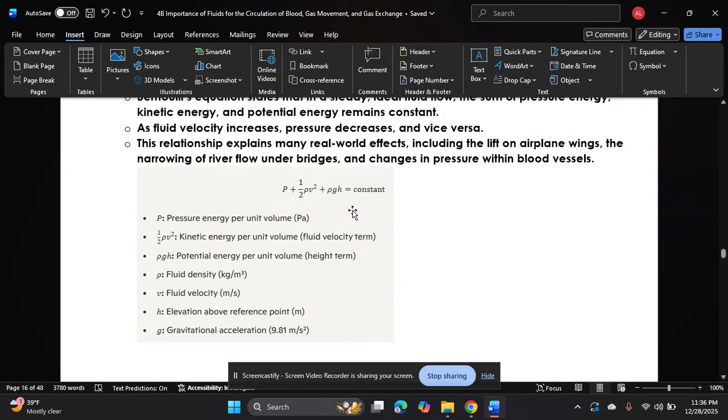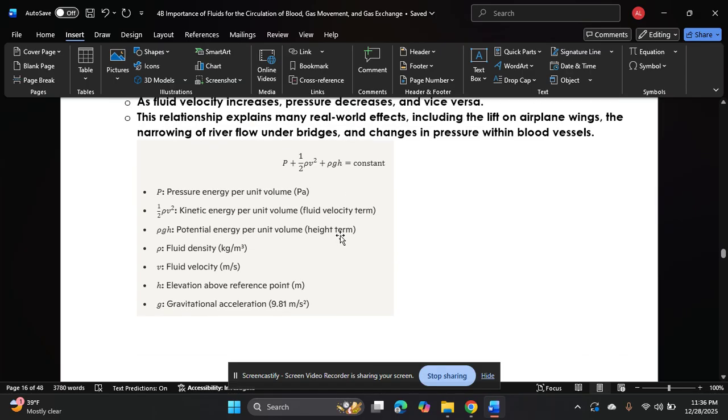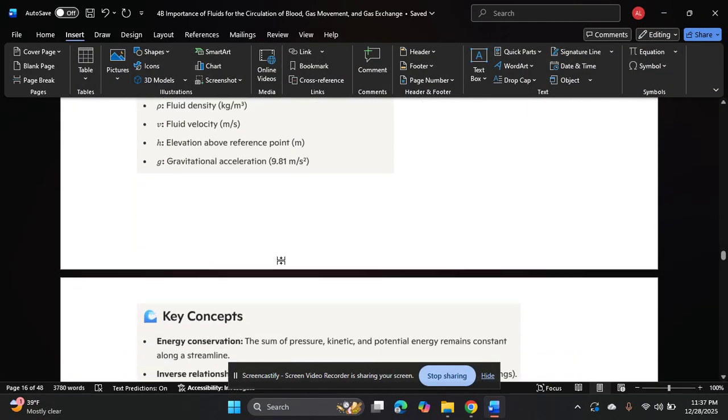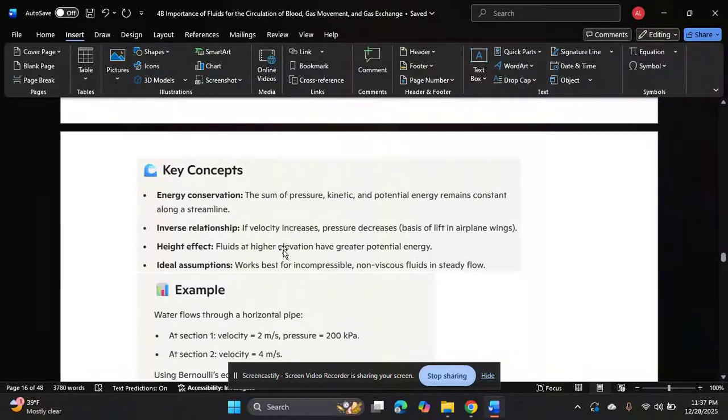So what is the equation? P plus half rho v squared plus rho g h equals constant, right? So P is pressure energy per unit volume, so that's Pascal. Half rho v squared is kinetic energy per unit volume, v is fluid velocity. Rho g h is potential energy per unit volume. Rho equals fluid density, h is elevation above the reference point, and g is gravitational acceleration, 9.81. For the MCAT, you can take 10.